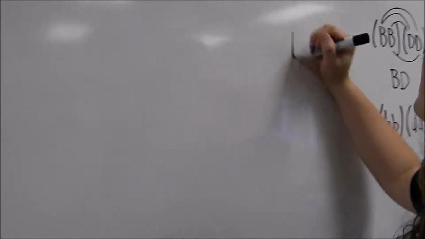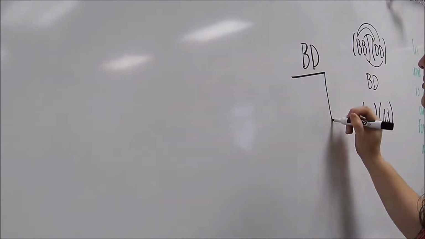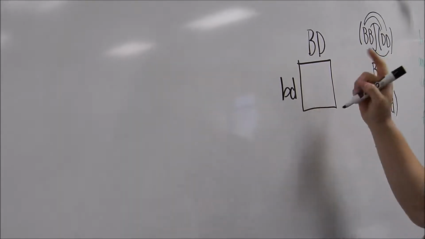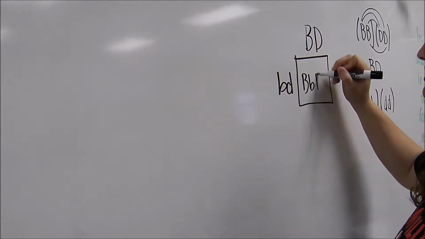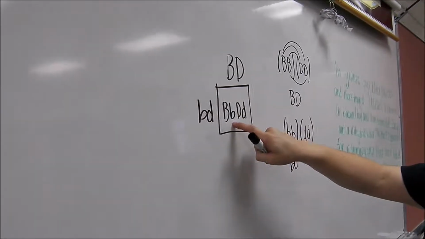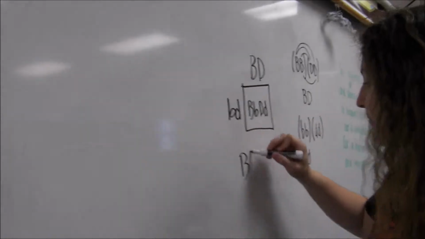And then you do a cross between these 2. And I always put the big letters first, so B, b, D, d. And then this is the F1 generation. After you get the F1 generation, you have to FOIL it again.